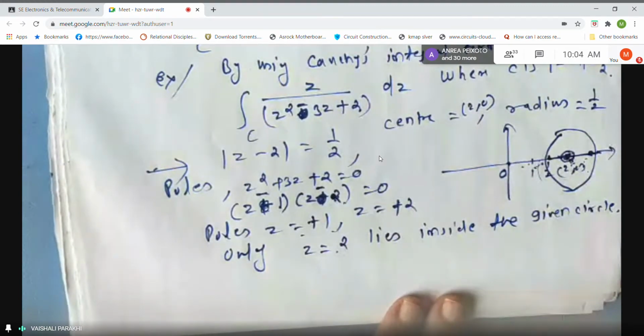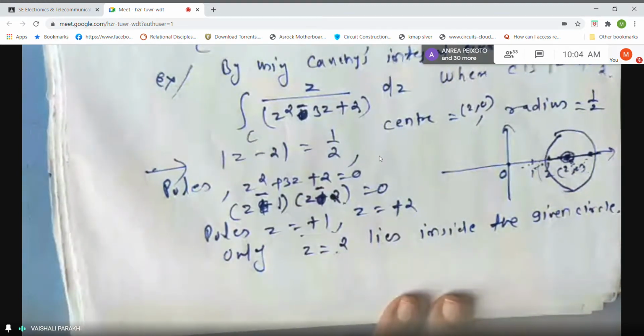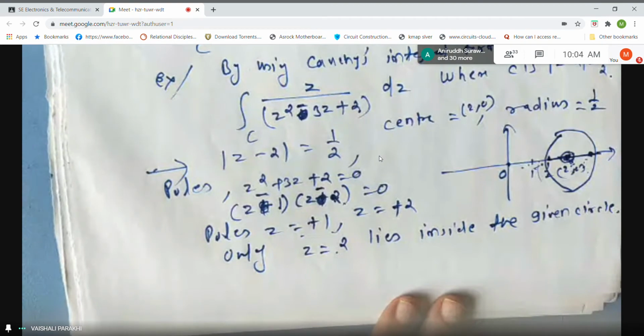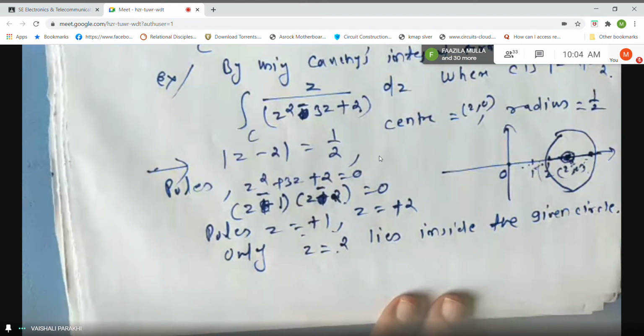I am repeating it again. When we use Cauchy's integral theorem, when all the poles are lying outside the curve, the value of the integral vanishes. When we use Cauchy's integral formula, when some of the poles are inside the curve and some poles are outside the curve, or all are inside, there is a possibility, or on the curve.